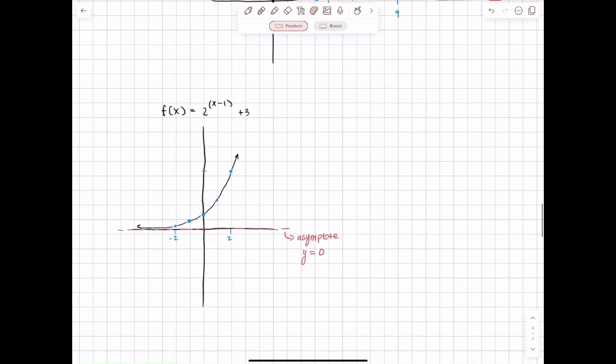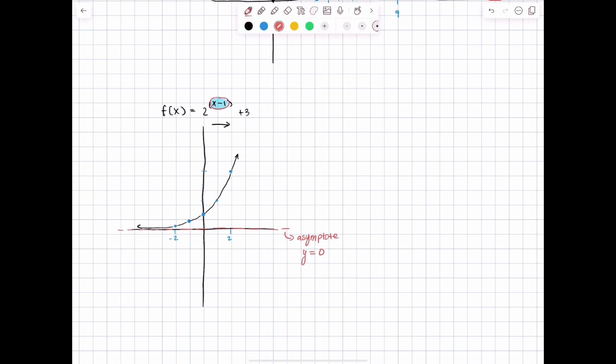Okay, all we're going to do is we could form a table, but that's going to take too long. So let's look at the rules that we saw. If it's with the x, we know it's going to be moving left or right. It says minus 1, so we're not going to move 1 this way. We're going to move 1 the other way, because we're dealing with the transformation along the x-axis. We know it's going to be the opposite.